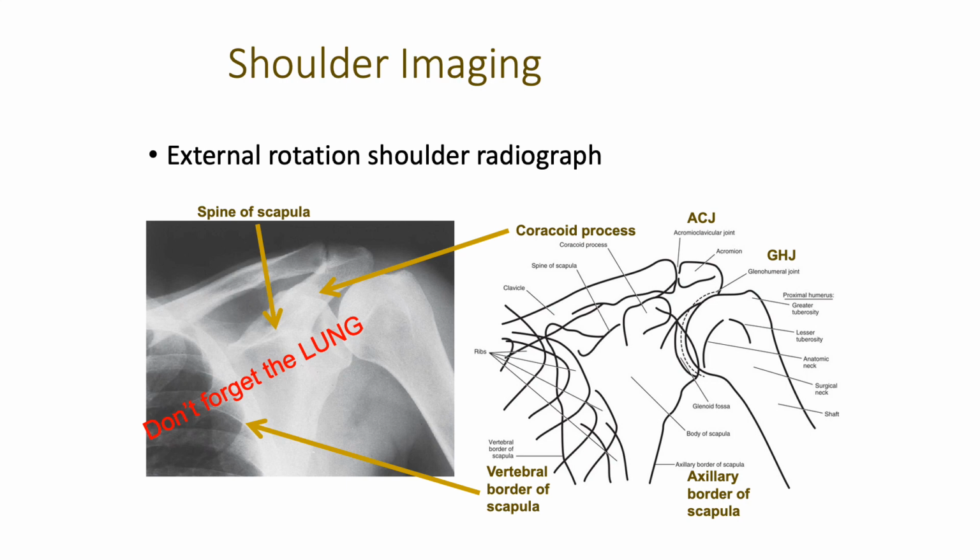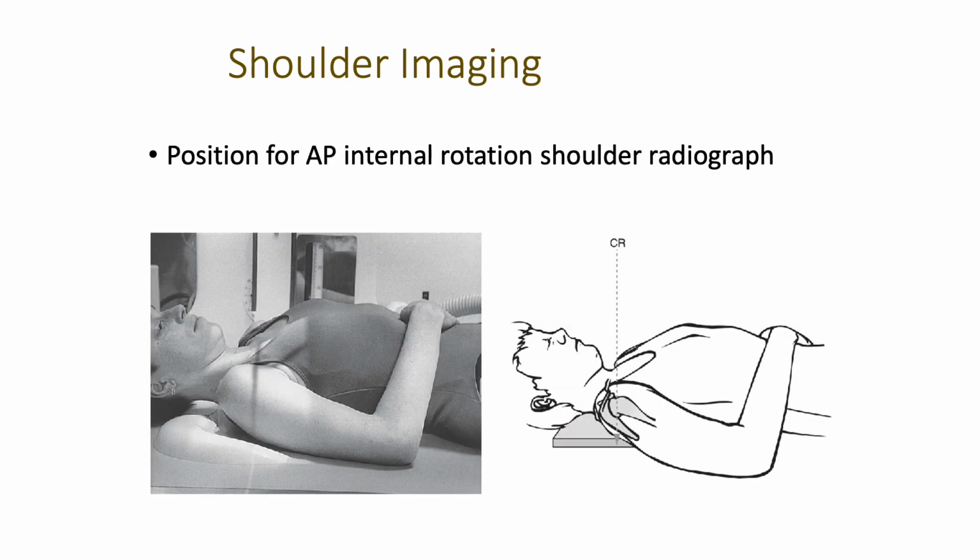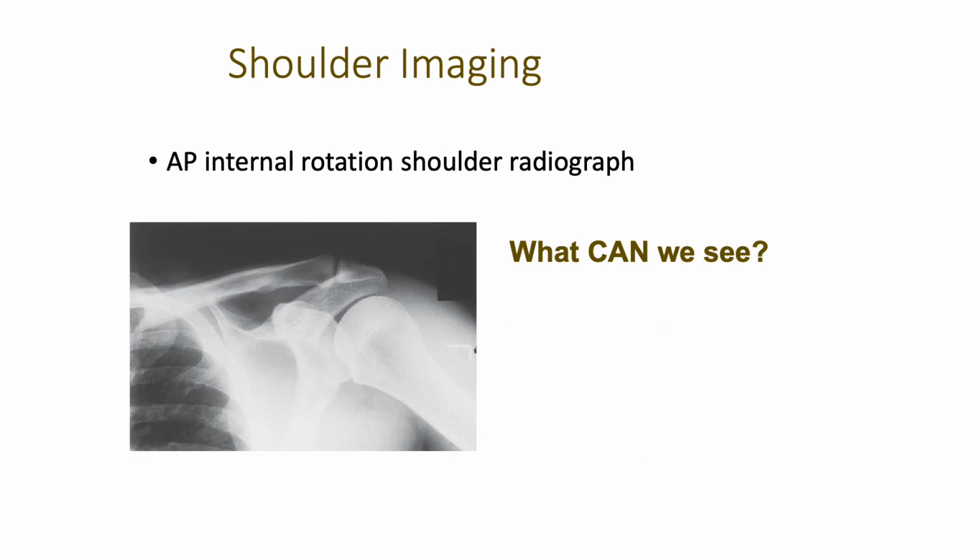And obviously don't forget the lung, because the lung is a very important aspect as well. This is an AP internal rotated view. So again, radiograph is shot anterior to posterior, but my shoulder is placed in internal rotation. Again, what I want you to do is pause the video and think, what can I see? What can't I see? And I want you to compare the internal rotated view versus the external rotated view.